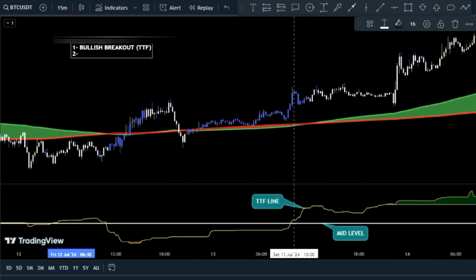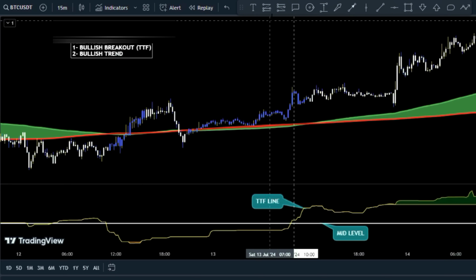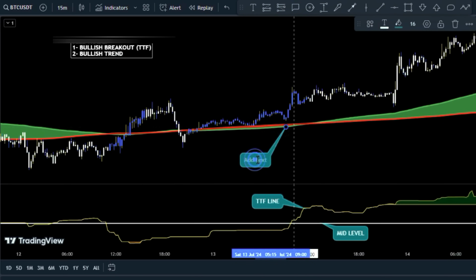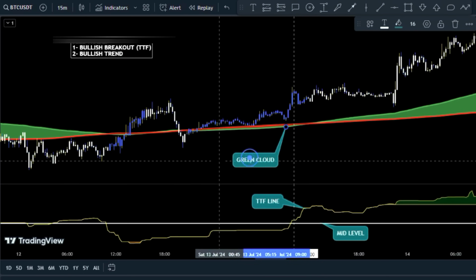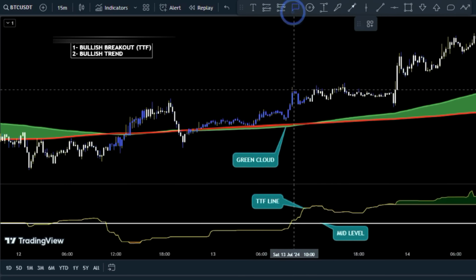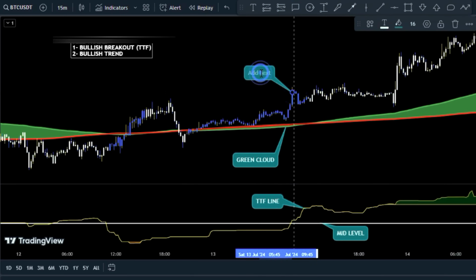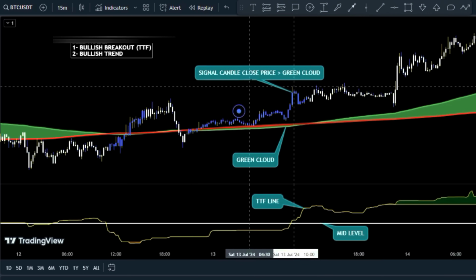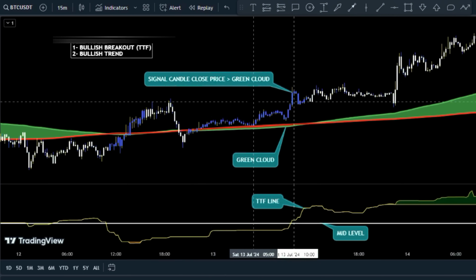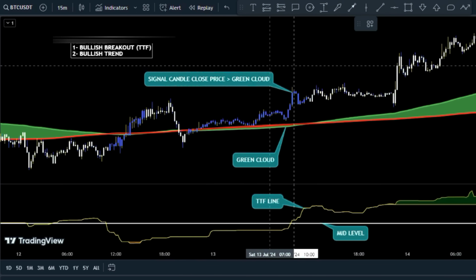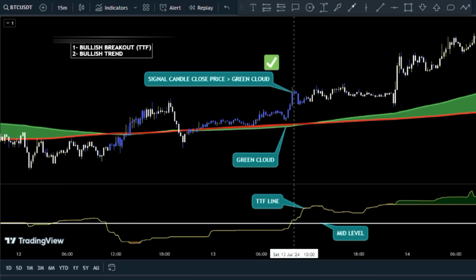Confirm this uptrend by ensuring that the signal candle's close price is above the green cloud on the Best Cloud OLMA indicator. So, when both conditions are met, you can confidently enter a buy trade.